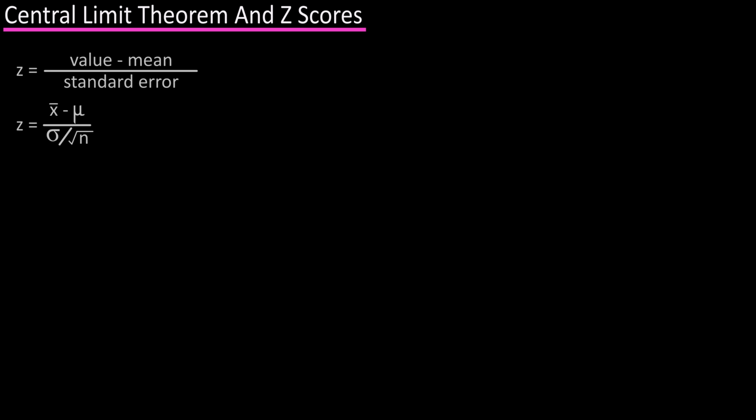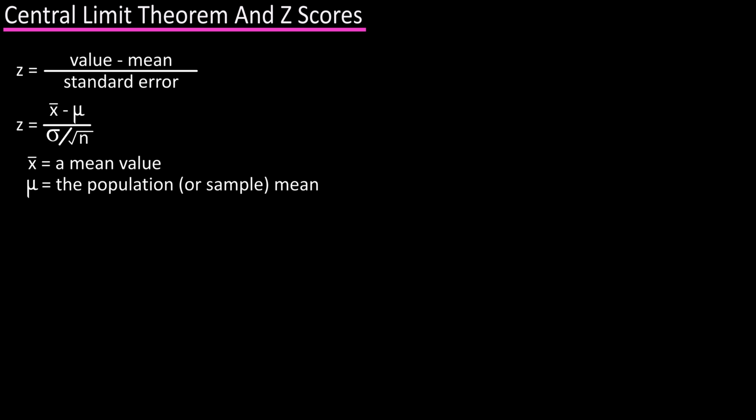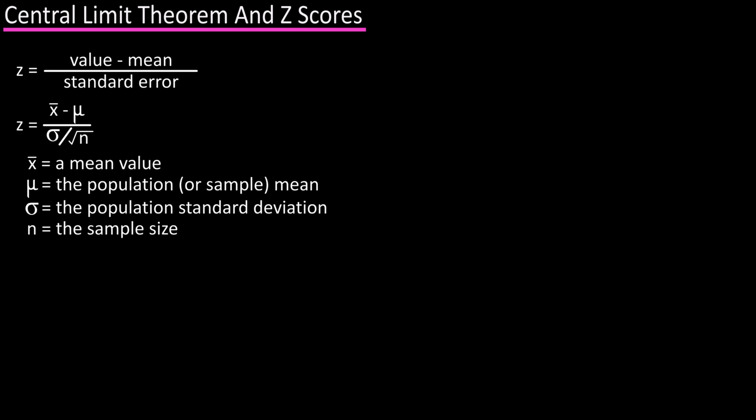The formula is z equals x bar minus mu divided by sigma over the square root of n. So in this equation, x bar is a mean value that we're going to be given in a problem. Mu is the mean of the samples, which is the same as the mean of the population, as stated in the central limit theorem. Sigma is the population standard deviation, and n is the sample size.